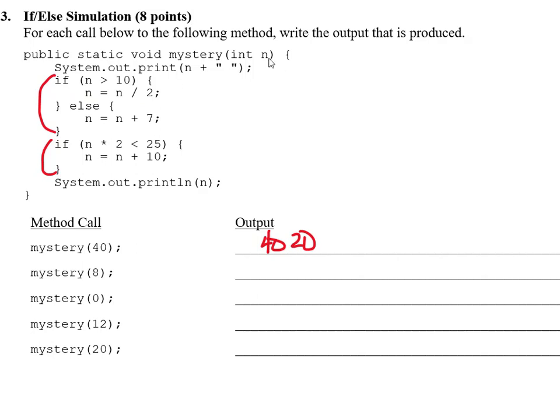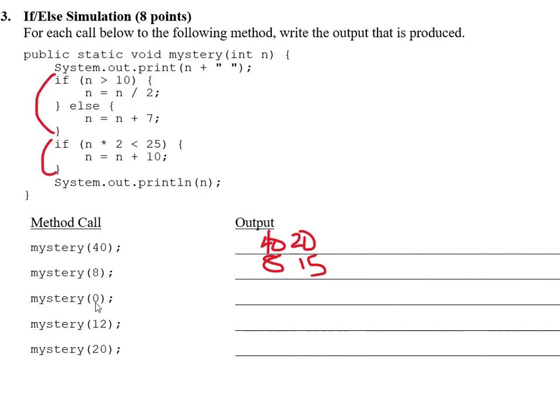For the next statement, we'll send the value 8. N is 8. We come in and we'll print out that 8 and a space. Is 8 greater than 10? That's a false value. It makes it go to the else. So n will become 8 plus 7. So n becomes 15. We're done with this else. We come into a new if. Multiplying 15 times 2, that is less than 25. So we will not execute that if. And we will now print out that value.